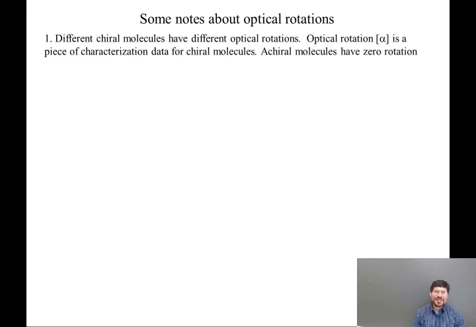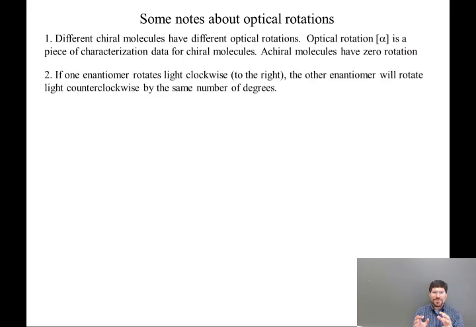First of all, different chiral molecules have different optical rotations. Glucose is going to have one value, fructose is going to have another value, alanine is going to have yet another value. The optical rotation, the symbol for it is the Greek letter alpha in square brackets. And achiral molecules, molecules that are not chiral, do not have a stereocenter, have zero optical rotation. You could put them in a polarimeter and you will see the light coming through without having to rotate the analyzer dial at all.